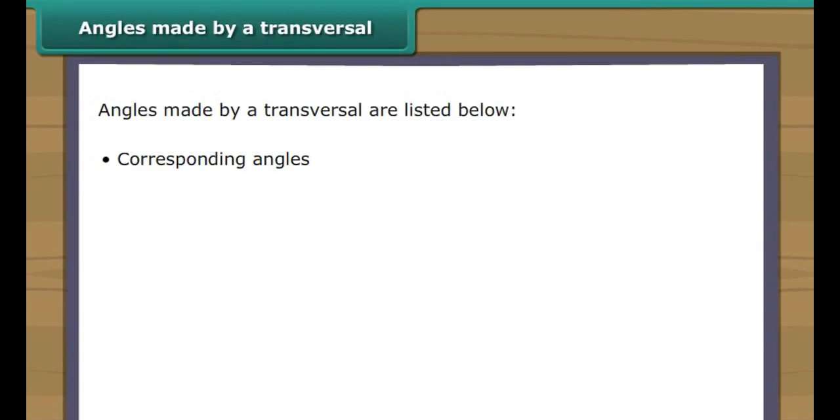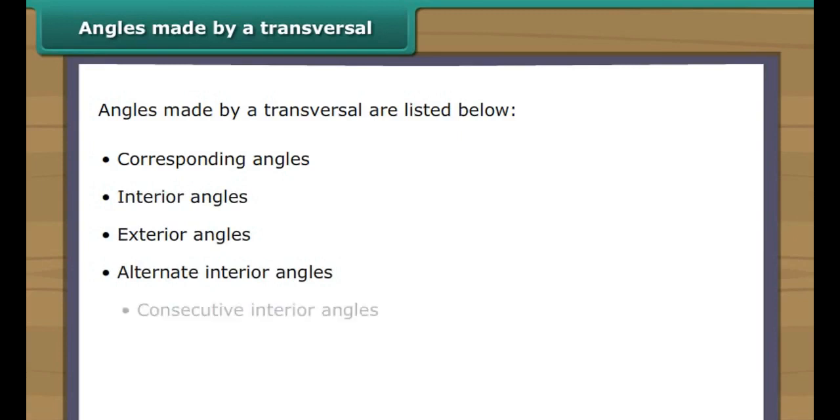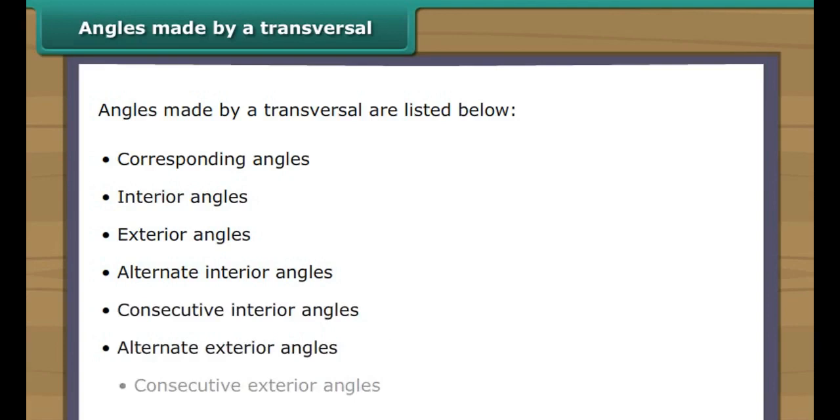Angles made by a transversal. Transversals form 7 types of angles. They are described as corresponding angles, interior angles, exterior angles, alternate interior angles, consecutive interior angles, alternate exterior angles, consecutive exterior angles. Click each button to know more about the above-mentioned angles.